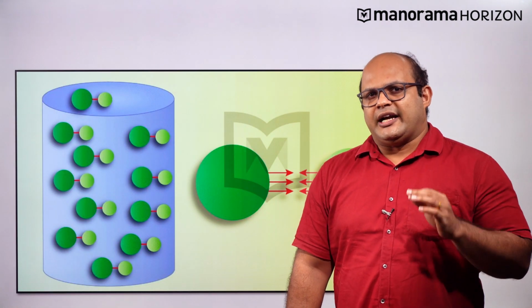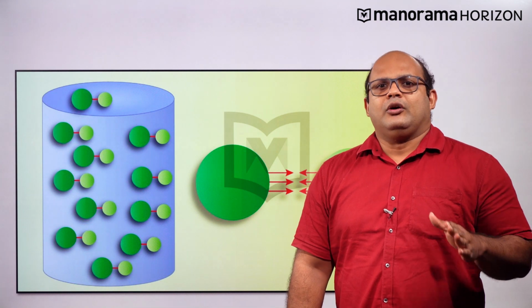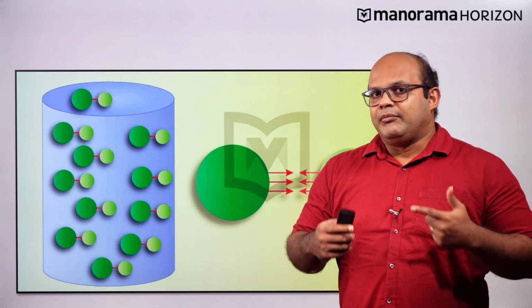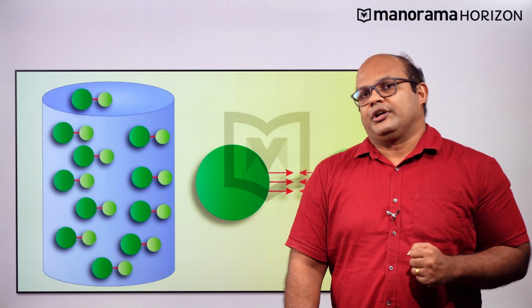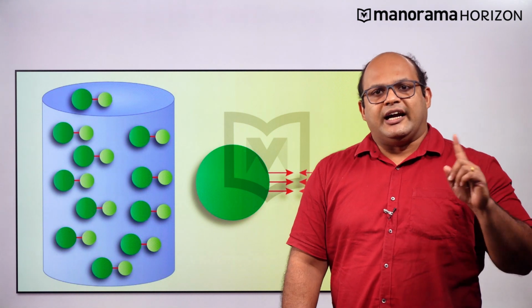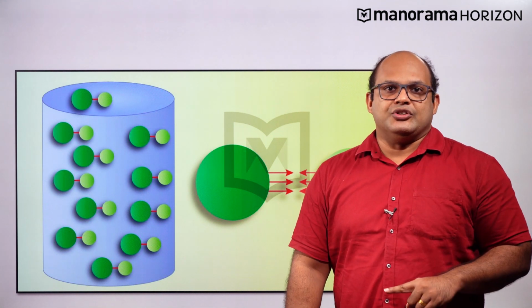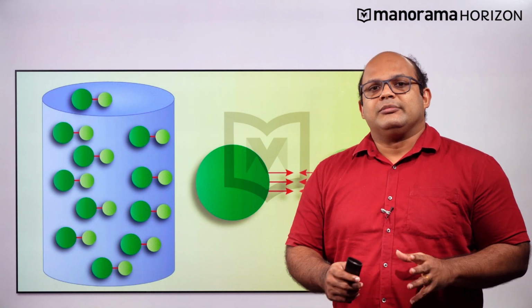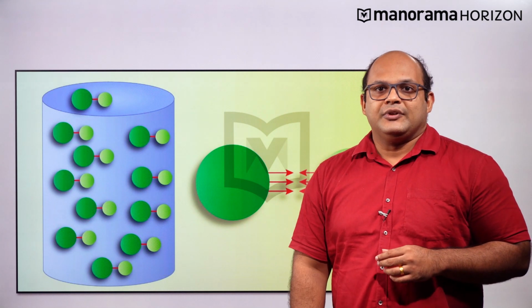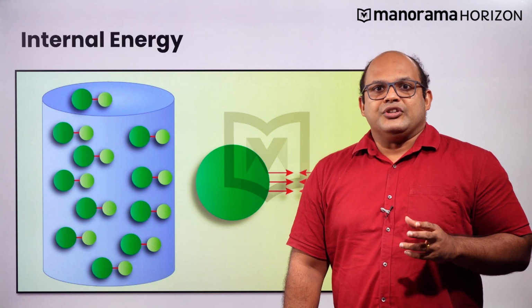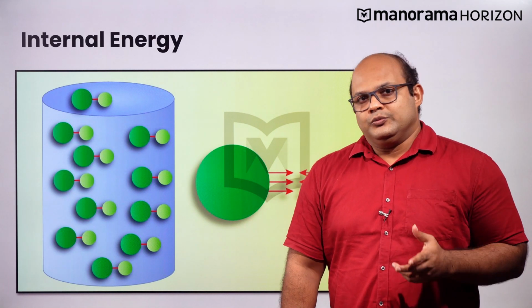Now, in addition to the kinetic energy of the particles, they also have potential energy by virtue of their intermolecular bonding. The sum of the kinetic energy and the potential energy of these particles is termed as the internal energy. This internal energy is denoted by the letter capital U.